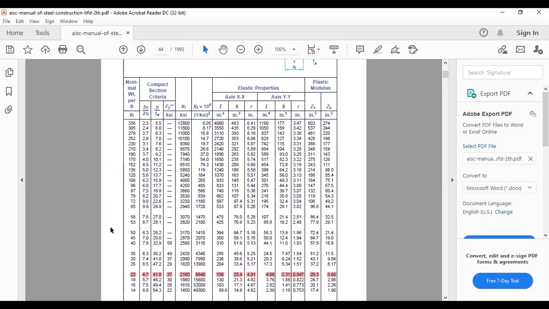And if you move on to the second page, on the top it's written as the compact section criteria. Under the compact section criteria, we are given the values of BF by 2TF, which is related to the criteria of the flanges, and the value of H by TW, which is the criteria for the compactness of the webs. So we are going to note down these two values: the value of BF by 2TF is 4.7 and the value of H by TW is 41.8.